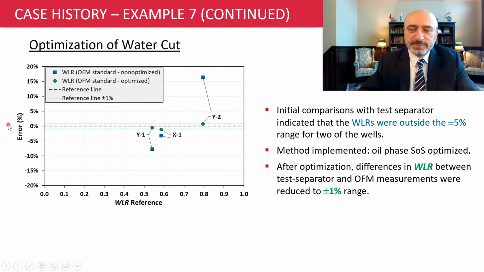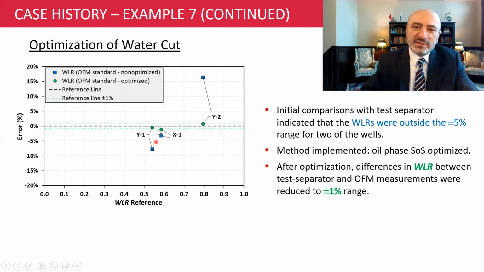This first plot here shows the percentage errors of the optical flow meter with respect to the reference water cut measurements, the test separator measurements. And we have 2 data sets for each well. The blue square markers represent the percentage errors in the water cut before the optimization, and the green circles represent the percentage errors in the water cut after the optimization.